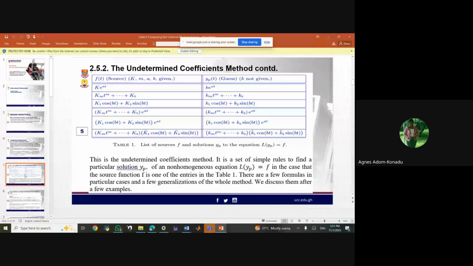Then the next one says to find the undetermined coefficient k in the function. In the guess, we will have some undetermined coefficients, some k. And you should find your k using the equation L of y is equal to f, where y is y_p or t y_p or t squared y_p. So this is the table for the undetermined coefficient method: the list of source f and then the solution to the equation L of y is equal to f.